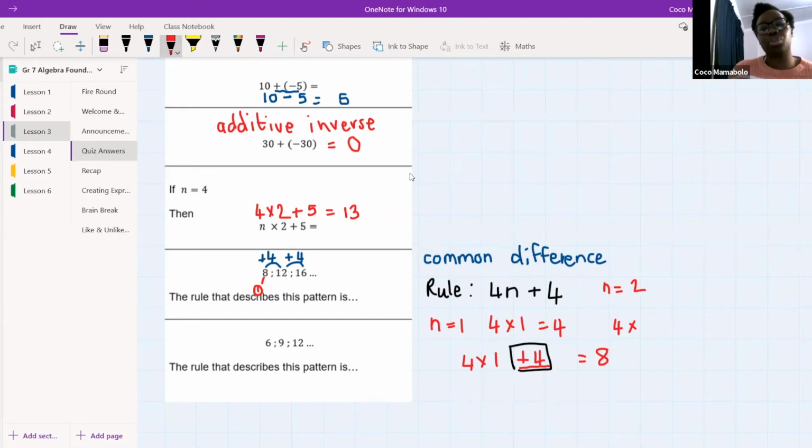Okay, I'm going to finish this one off. 4 times 2, and then I'm going to add 4. That's going to give me 8 plus 4, which is equal to 12. And that's exactly what we're looking for, because the number sitting in the position of 2 is indeed 12. And that's the answer that we're getting.